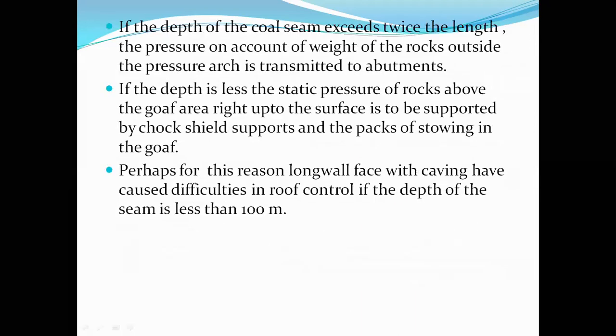If the depth of the coal seam exceeds twice the length, in case of greater depth, the pressure on account of the weight of the rocks outside the pressure arch is transmitted to the abutments. And if the depth is less, the static pressure of rocks above the caved area right up to the surface is to be supported by the chock support, because the depth is less and there will be caving. Of course, there won't be any vertical abutment pressures, but there will be a development of cracks, which will propagate up to the surface. So that leads to some other complications.